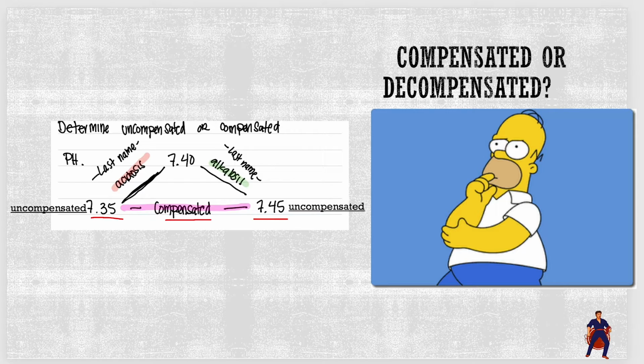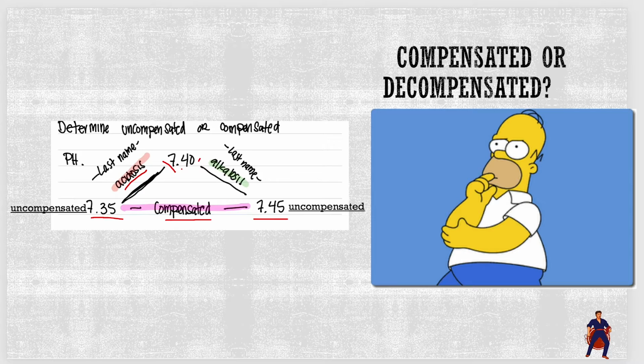And that's our normal range. And right above that, we're going to put 7.45, which is our middle. Then, we will agree that any value between 7.35 and 7.45 is going to be compensated. And then the values between 7.35 and 7.40 are going to be acidotic, so that's our last name.